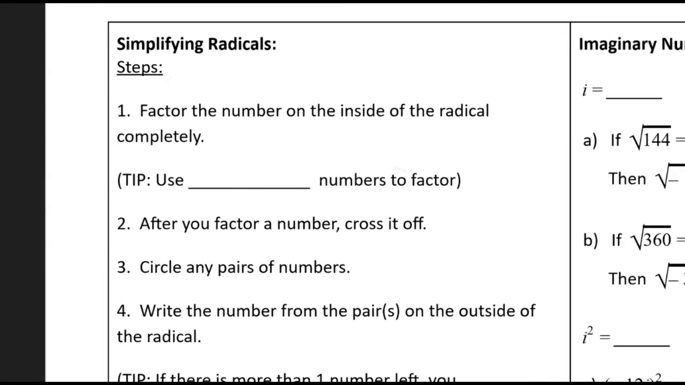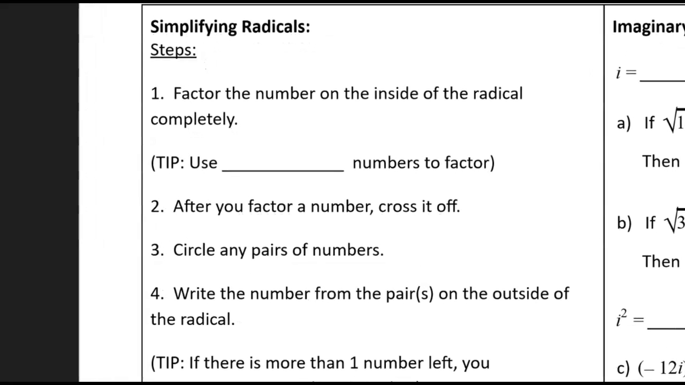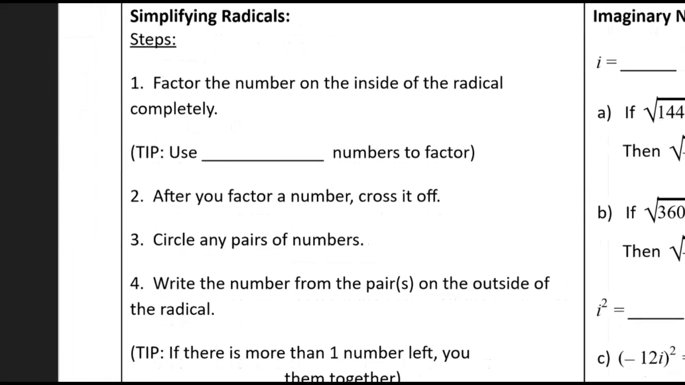So what I'm going to do now is read off the steps for simplifying radicals, and then I'll do a couple of examples with you. When we're simplifying a radical, you factor the number on the inside of the radical completely. You create what I like to call, or what you've been told is called, a factor tree.